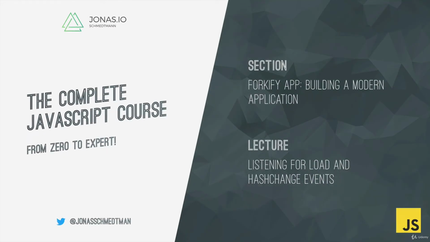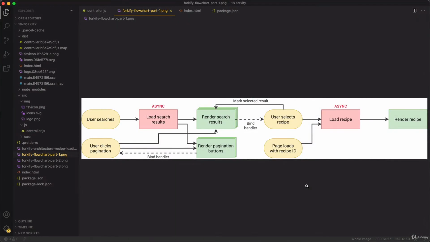Let's now add some event listeners to our application and simulate that we already have some search results in place. Let's start by taking a quick look at our flowchart here. We already implemented this part of loading a recipe and also of rendering it. But now in this lecture, we want to also hook up these two event listeners so that the recipe is actually loaded on one of these two events.